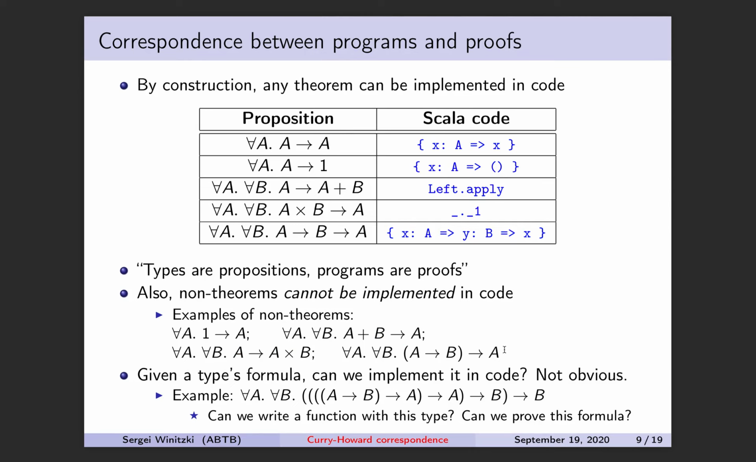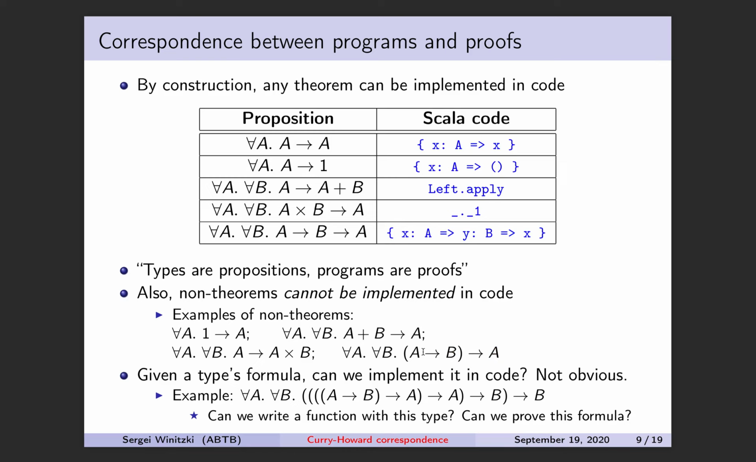So for example, this one, you're supposed to return an A, and you're given a function from A to B. But the function from A to B cannot give you an A. It consumes a value of type A, but it returns a value of type B. You cannot call this function unless you already have a value of type A. And even if you were able to call this function somehow, you would get a B, not an A. So you cannot get an A out of it.